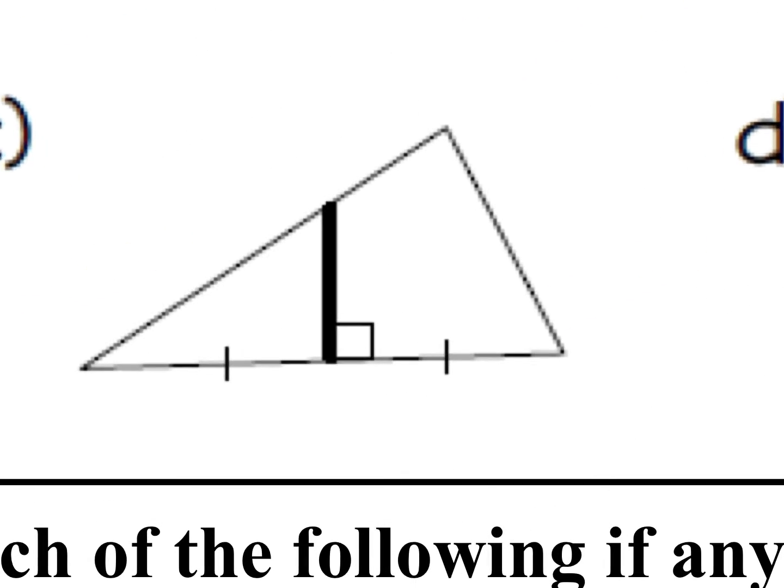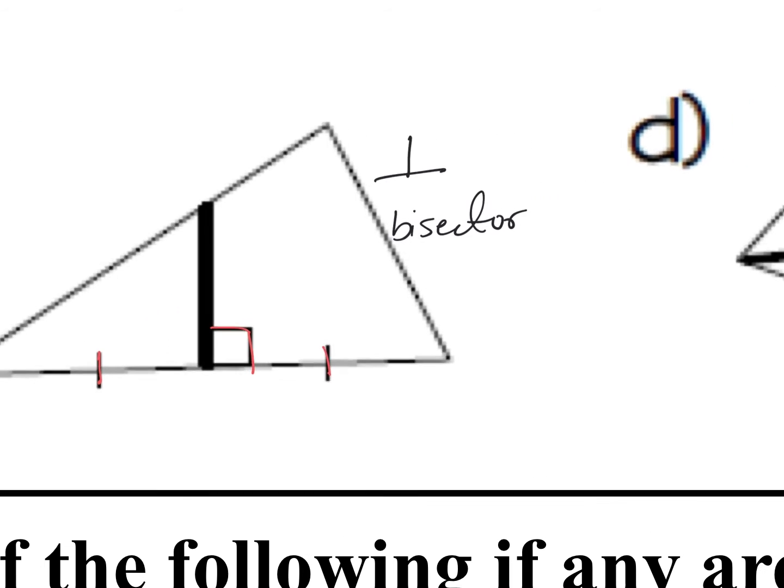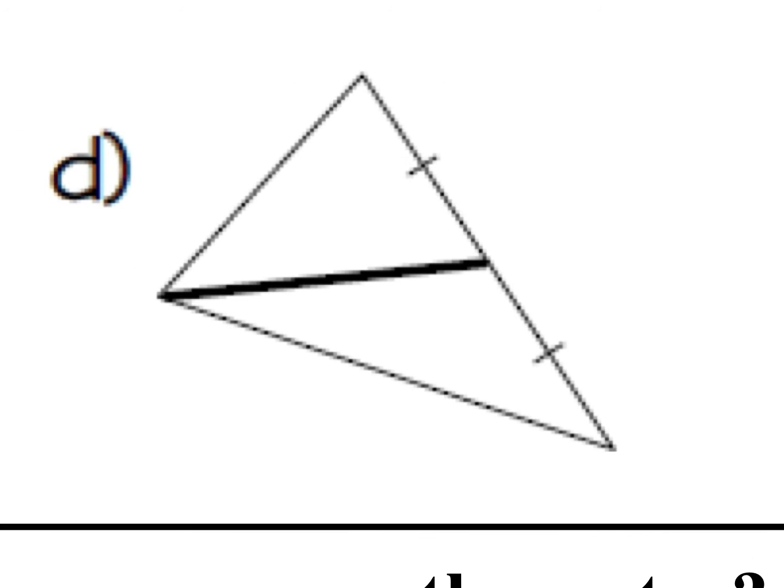Okay. Next one. Since I have a segment that creates two congruent sides and a 90-degree angle, this is a perpendicular bisector. Okay, perpendicular bisector.